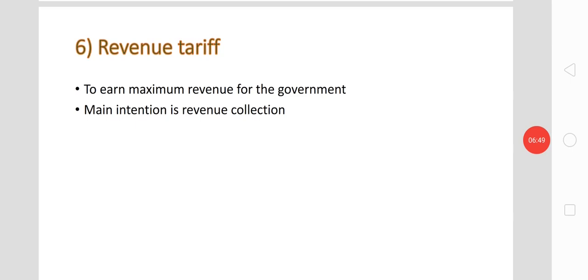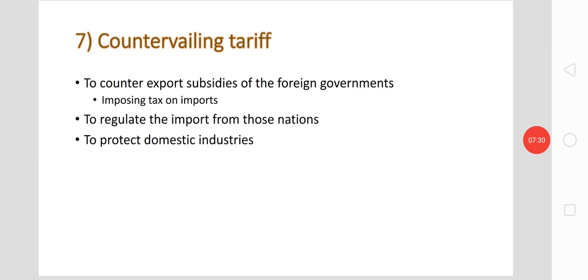Another one is revenue tariff. This is the tariff to earn maximum revenue for the government exchequer. In fact, revenue maximization is not the basic intention of the tariff. The basic intention of the tariff is to protect the domestic industries. The secondary objective could be revenue collection for the government, as revenue is also necessary for the government for running the day-to-day public expenditure. So when the tariff is intended mainly to collect as much revenue as possible, the tariff will be called revenue tariff.